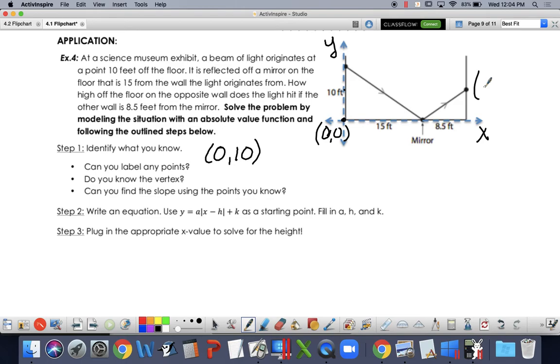What's the x-coordinate here? 23.5. What we don't know is the y-coordinate. That's what we're trying to find. We're trying to figure out how high the artwork is. Carter? 15, 0. 15, 0, yes.